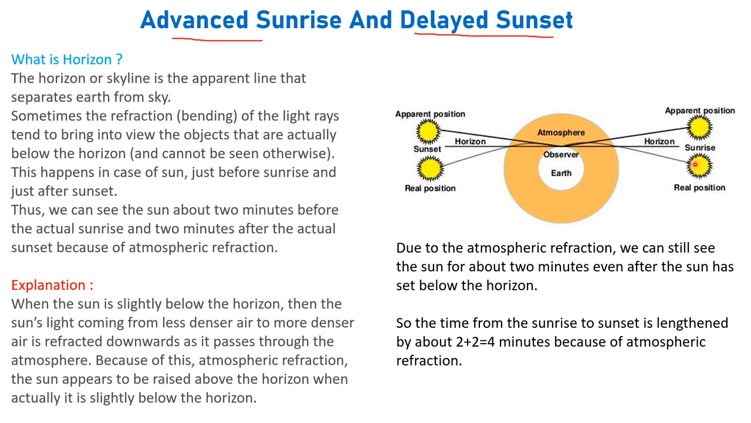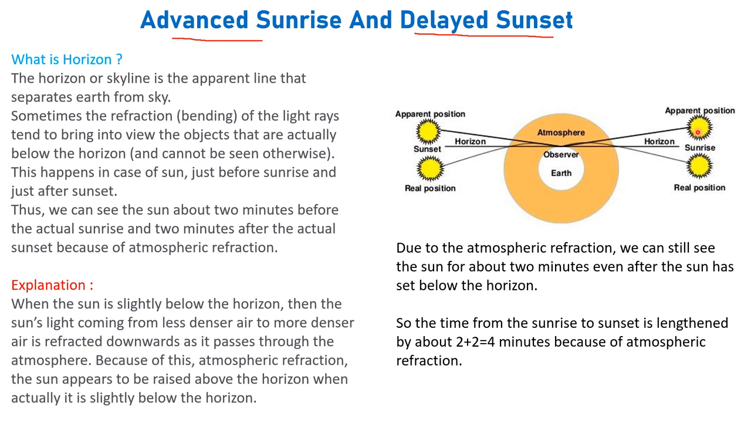Over here you can see the sun. The real position of the sun is here, which is below the horizon, right? When the light is coming from the sun while it is below the horizon, due to the refraction of light taking place in the atmosphere, the light reaches an observer. If I extend this line behind, I can see the sun is over here, almost 2 minutes before the real sunrise.